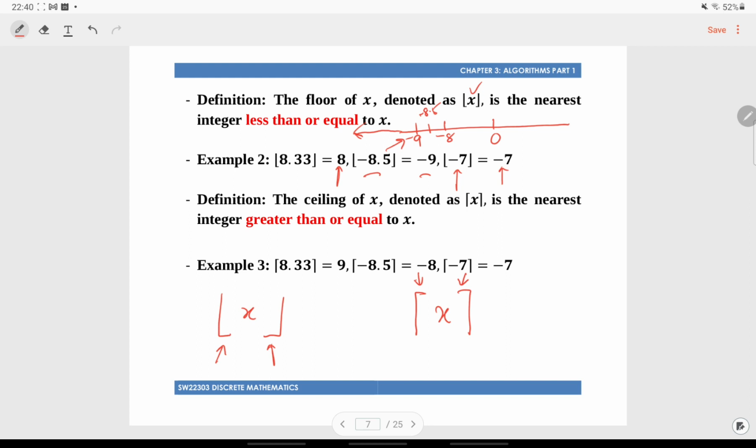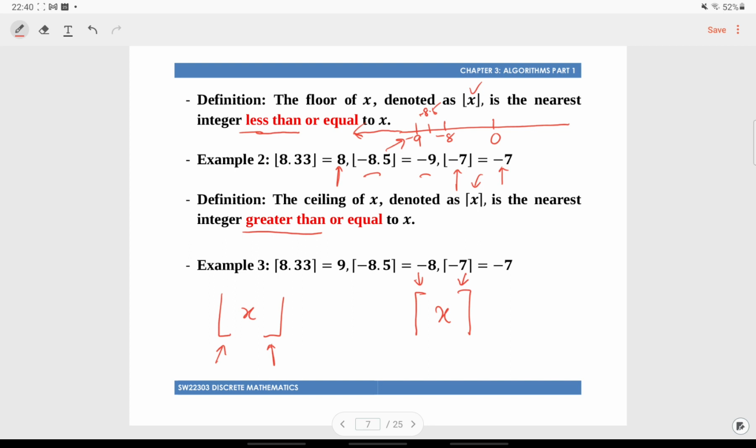Okay, finished with floor. We move to ceiling. The ceiling of x is denoted like this kind of parenthesis. It is the nearest integer that is greater than or equal to x. For the floor, it is less than; for the ceiling, it is greater than. I hope you can see clearly the difference.